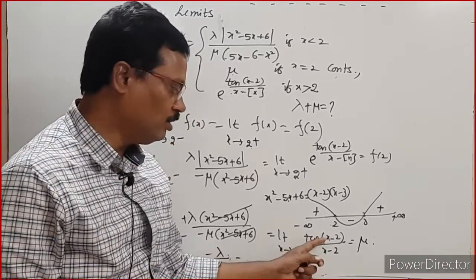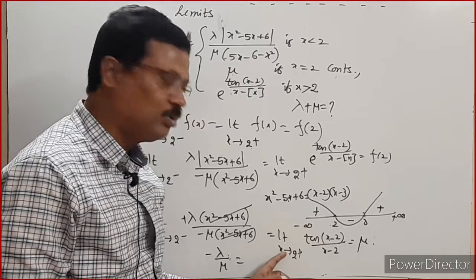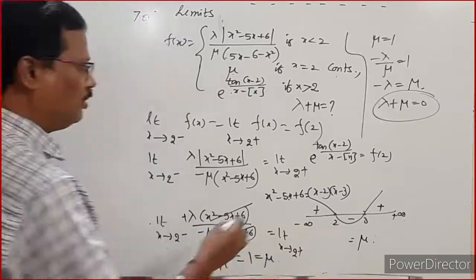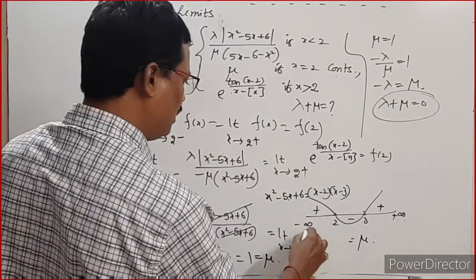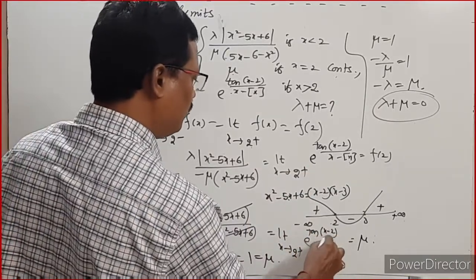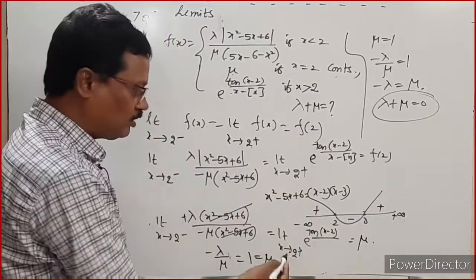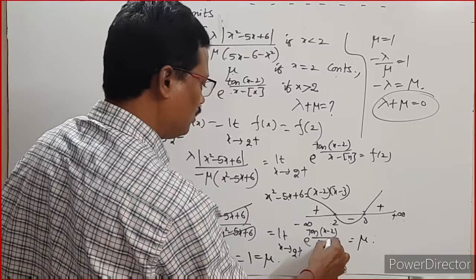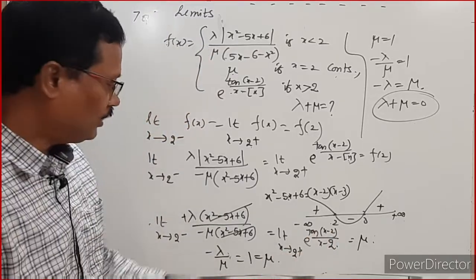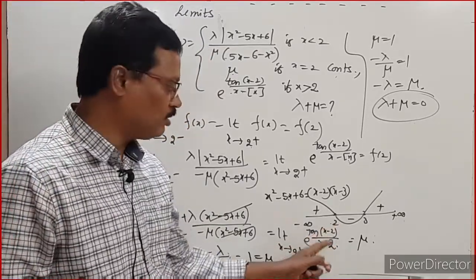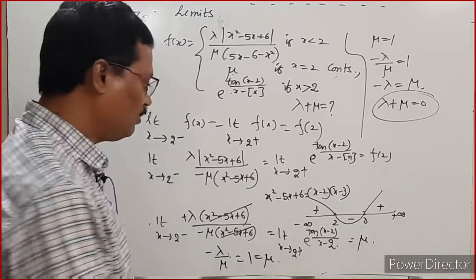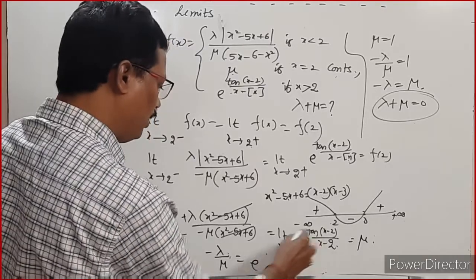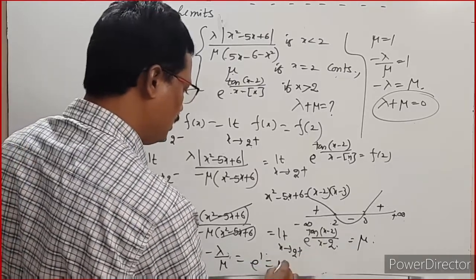Limit x tending to 2, that means x minus 2 tending to 0, tan of x minus 2 by x minus 2. Now see here, e power tan of x minus 2 by x minus 2, x is just more than 2, step x is nothing but 2. Therefore x tending to 2, tan of x minus 2 by x minus 2 is nothing but 1. Therefore this is e power 1 is equal to mu.